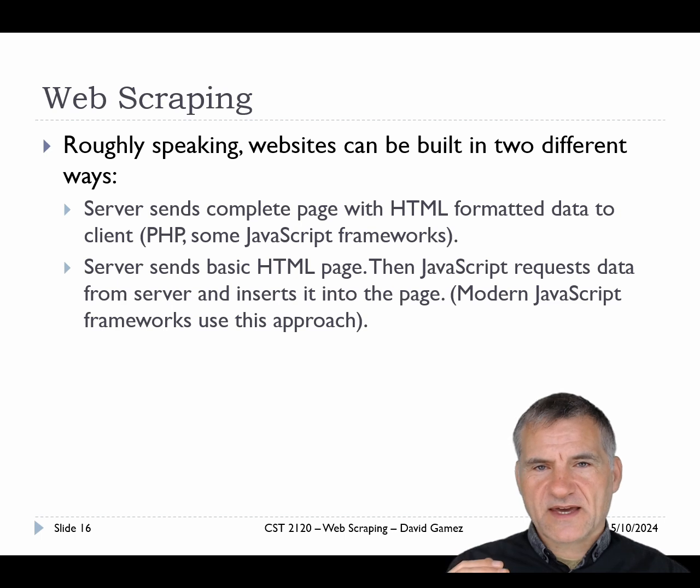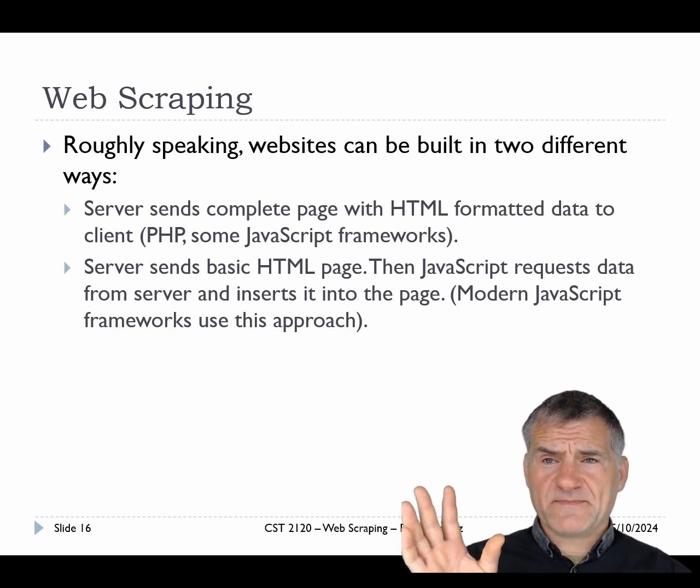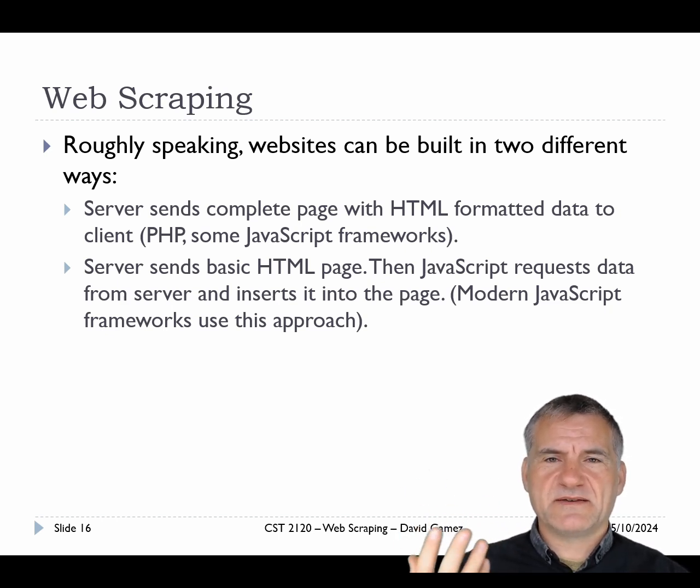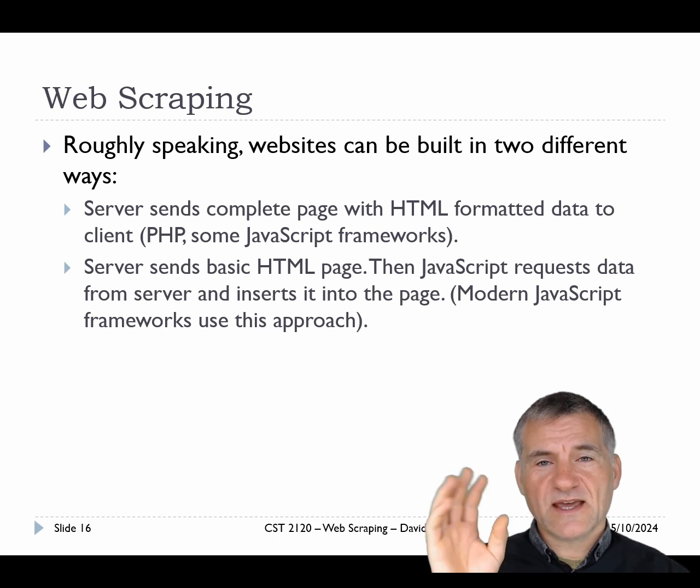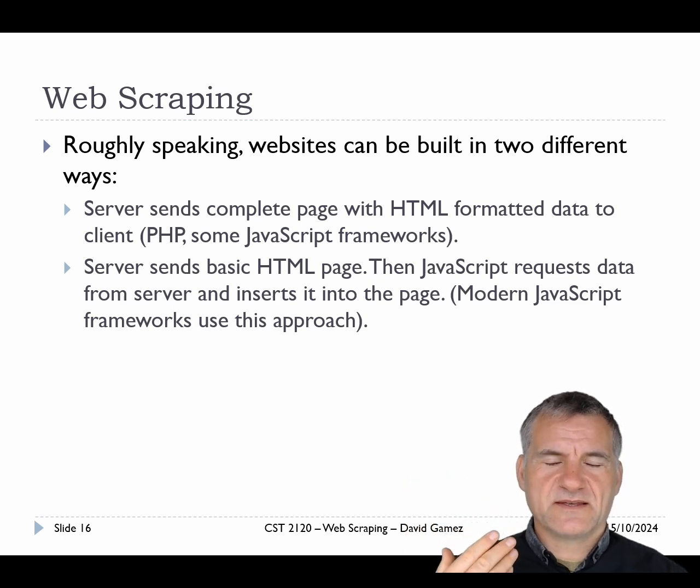And if you're scraping that kind of website, it's easy because all you have to do is have an HTTP client and then some CSS parsing tools to be able to get the data. The HTTP client can ping the server, get all the HTML, and then we can extract the data that we want from that HTML.